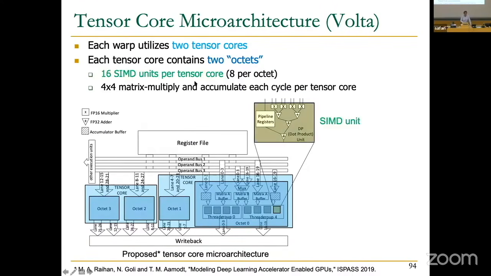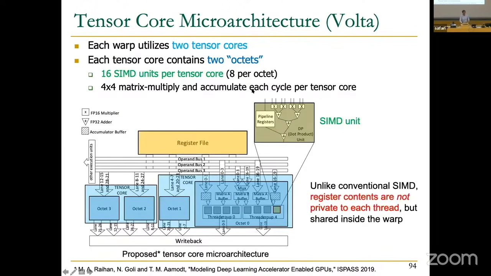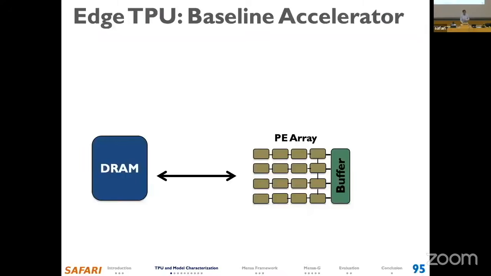So in each tensor core, interestingly, they have 16 SIMD units per tensor core. And essentially, in each cycle, they can do a 4x4 matrix multiply and accumulate. You can read more about it. Now, there are some differences from conventional SIMD. They can share registers inside the warp, inside this tensor core. That makes programming easier, and that helps efficiency also, which I'm not going to talk about here.